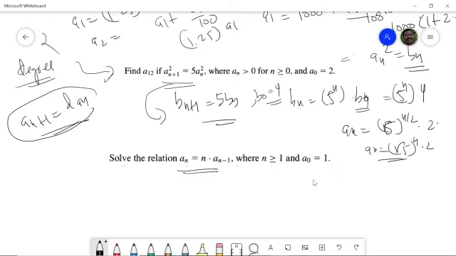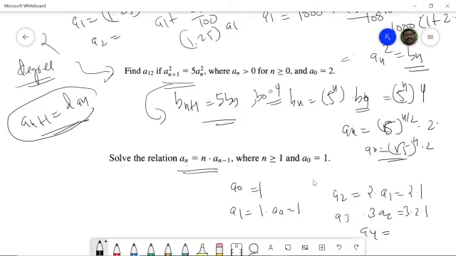Let us write out the first terms. A naught is 1, given here. A1 would be 1 into a naught, which is 1. A2 would be 2 into a1, which is 2 into 1. A3 is 3 into a2, which is 3 into 2 into 1. I hope you are understanding the pattern. A4 would be 4 into a3, which is 4 into 3 into 2 into 1. So generally an would be n factorial.